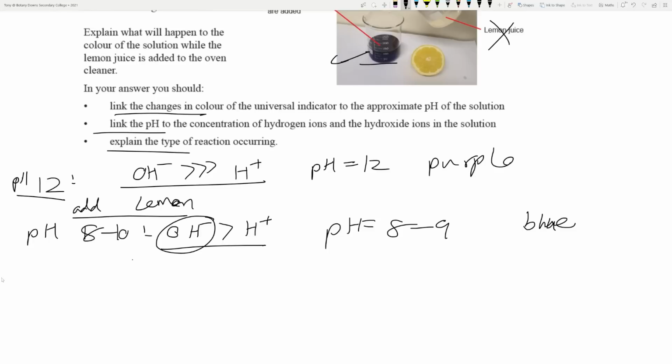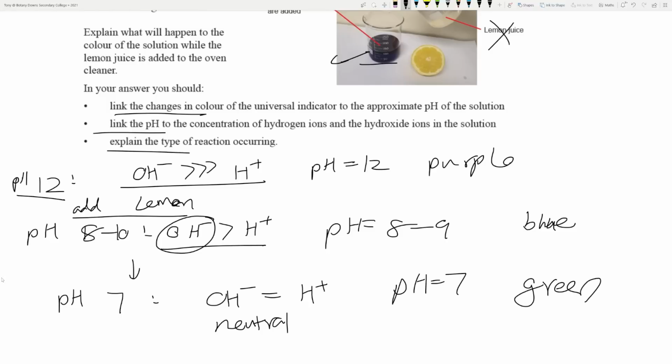Okay, now if you add a little bit more, you're going to have pH 7, and your OH minus and your H plus ions are going to be exactly the same. You're going to have a neutral solution because you made neutral water, and you're going to see this pH 7 by seeing a color change to green.